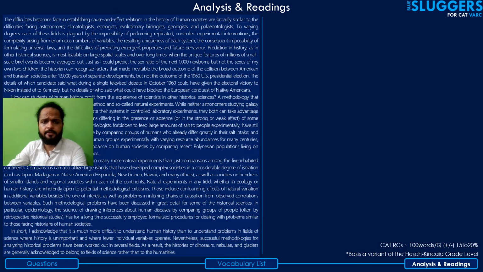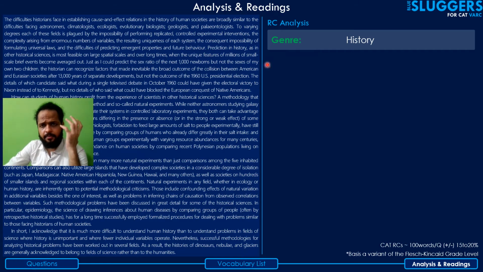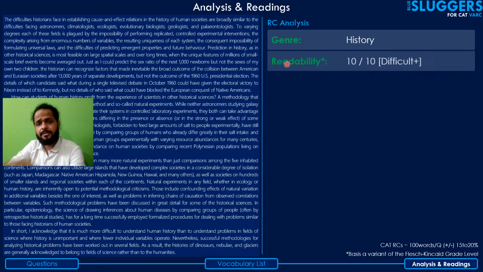Okay, so coming to the passage analysis part, we'll start with the first parameter, which is genre. For those of you who found it difficult to understand the passage in terms of terminology or the ideas discussed here, it will definitely benefit you to read more content from the genre to which the passage belongs. Next, readability of the passage. The readability has been rated on a scale of 1 to 10, which is based on a variant of the Flesch-Kincaid scale. The scale is quite ubiquitously used across all genres and domains of writing, and it's quite reliable.